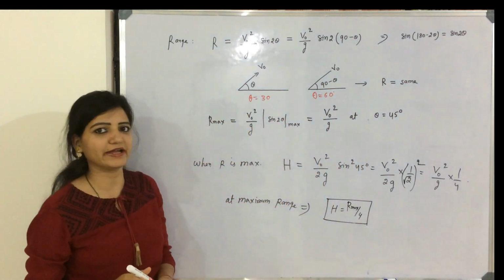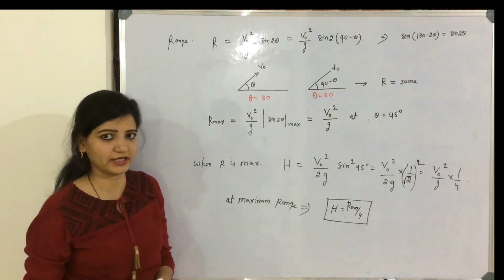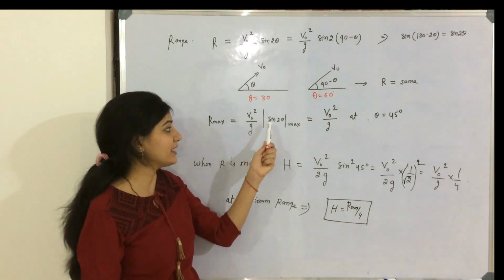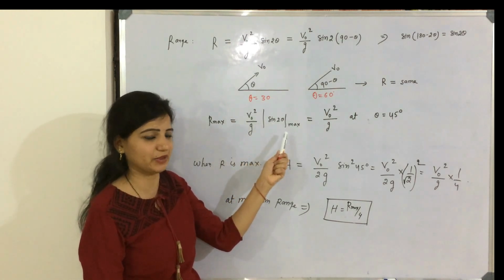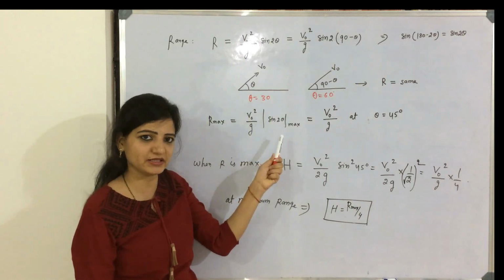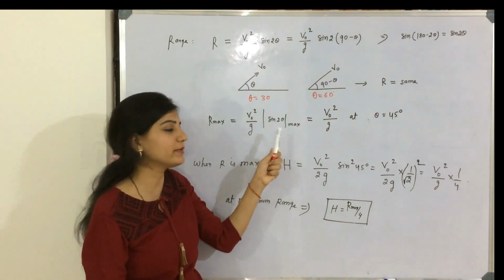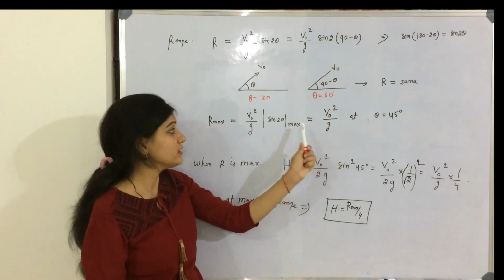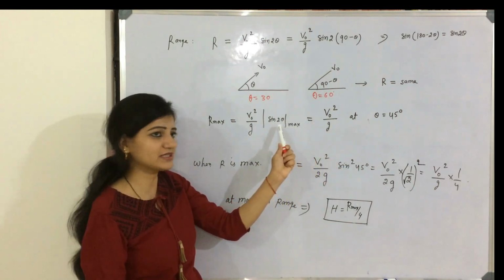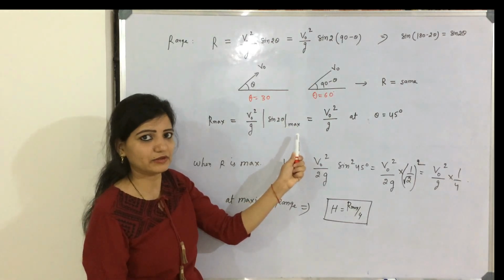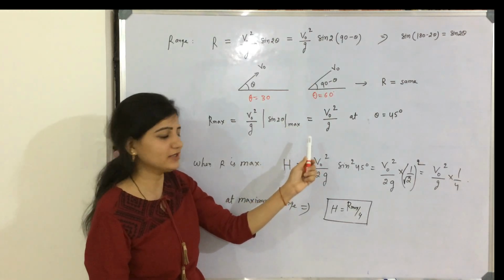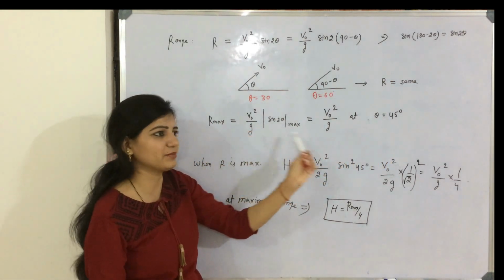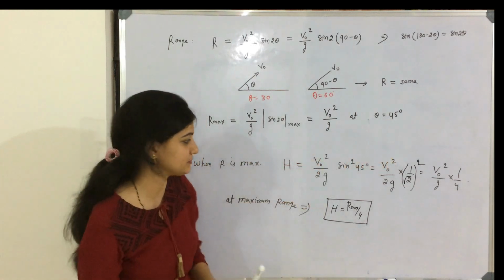So now we will find the maximum range of a projectile. R max will be when V naught square by g and sin 2 theta is maximum. When will sin 2 theta be maximum? When it is 1. So V naught square by g will be the maximum value. Now sin 2 theta will be maximum at sin 90, so 2 theta equals 90, so theta will be 45. So R max will be maximum when theta is 45.